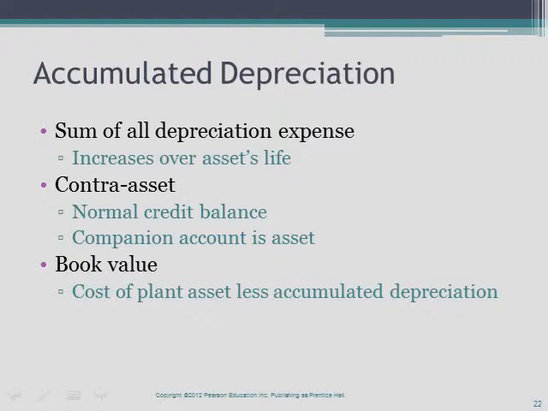So a contra account has 2 distinguishing characteristics. It always has a companion account. So accumulated depreciation's companion account is equipment. And then its normal balance is opposite that of the companion account. So the net amount of a plant asset, which is cost minus accumulated depreciation, is called that asset's book value or carrying amount.